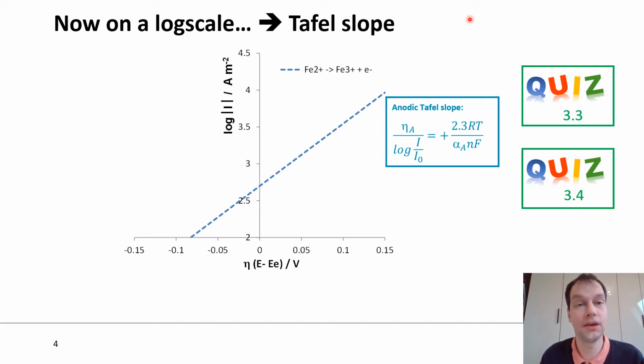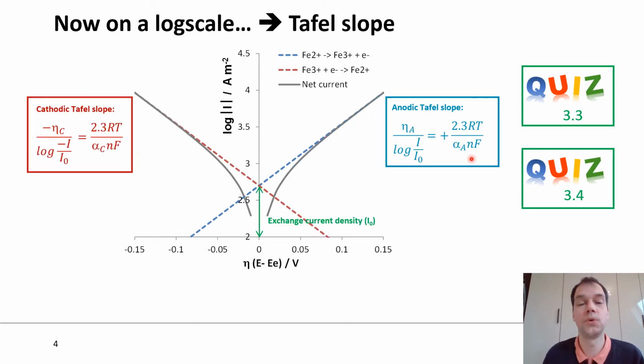Another step I make in that process is that I change my y-axis. Instead of just the current density, I now plot there the log of the current density, and actually the absolute value, to avoid any issues with having to deal with the log of a negative value. Now we see that we get a straight line, as we could expect based on the mathematics. And this line has a particular slope, and the slope of this line we call the Tafel slope. Here you can see that for this process, the Tafel slope is 2.3 RT over alpha n F.